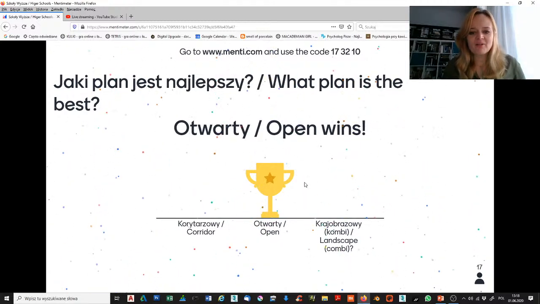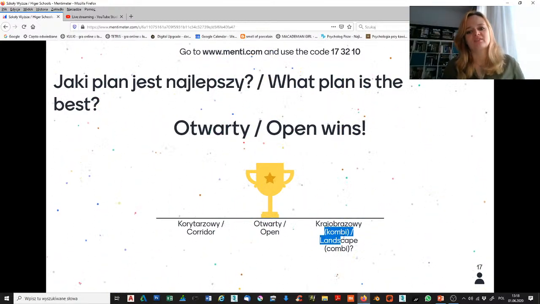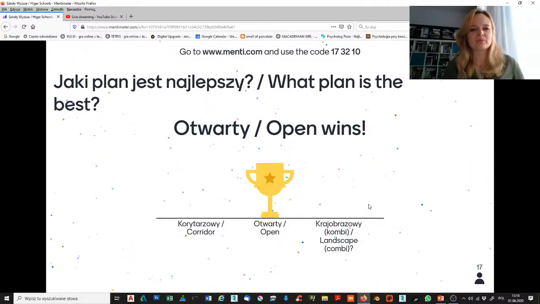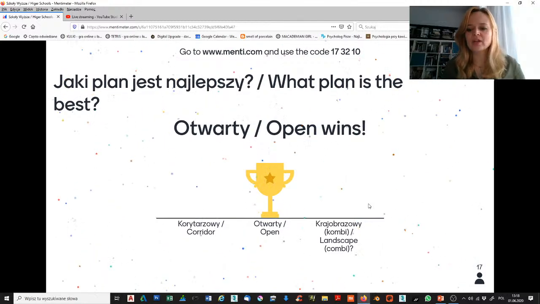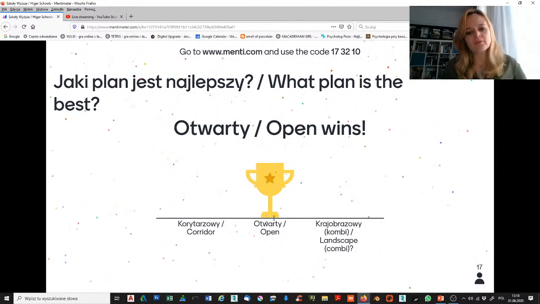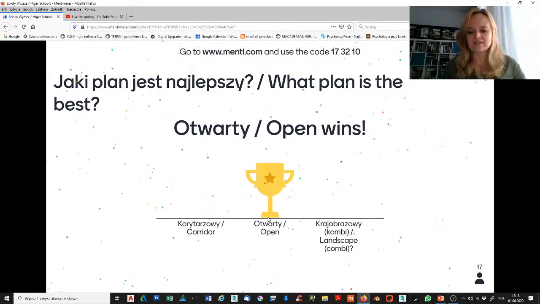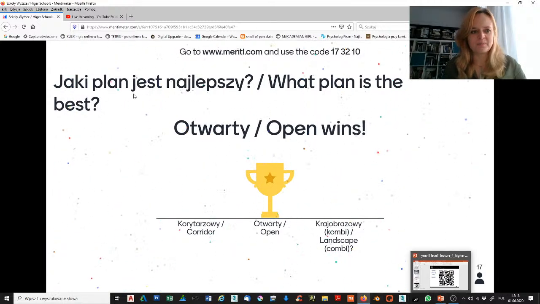I would probably combine the open plan with a combi plan, so they would go together. So I would have some closed rooms and some open rooms. I wouldn't do everything open, but of course, open plan assumes that some of the rooms are a little bit different. Okay.